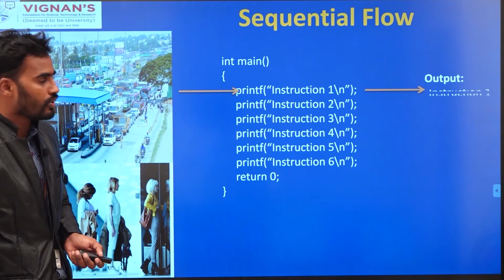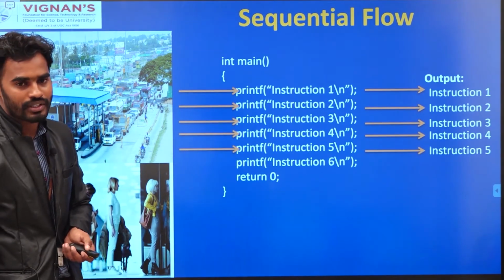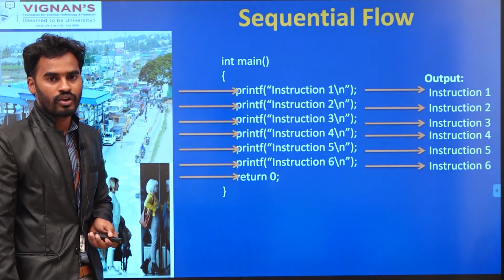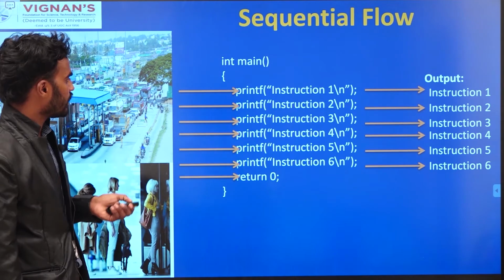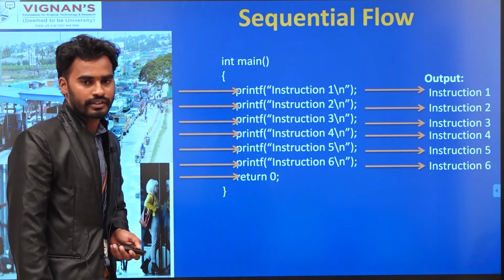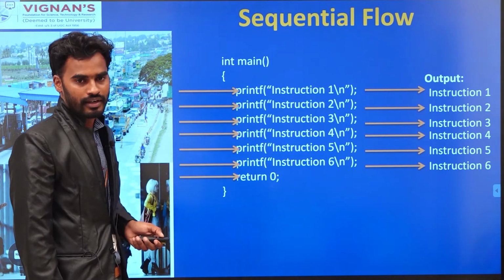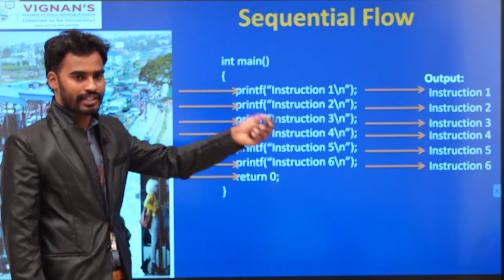So in programming also, when it is a sequential flow, the compiler will execute all the instructions one after another. No statement will be skipped. Here, there are 6 printf statements. All the printf statements will be executed one after another, and you will get the output in exactly the same manner.